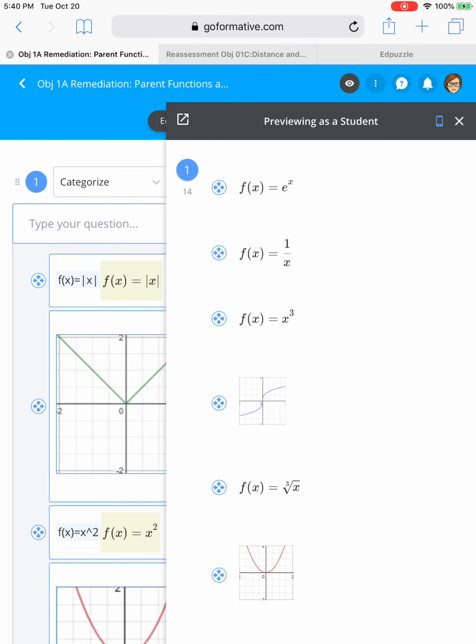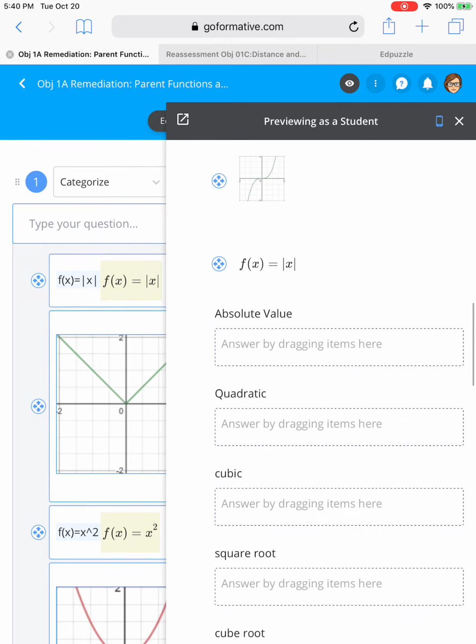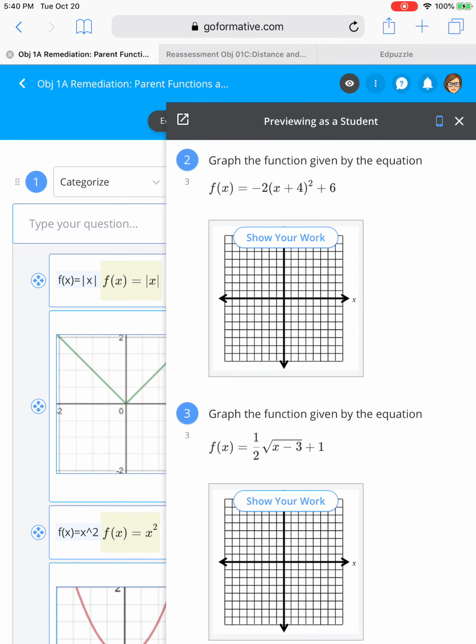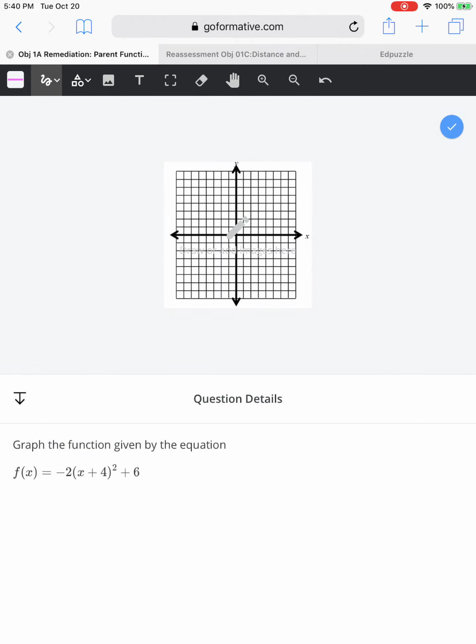Okay, so I'm just going to go through some of these remediation problems. I'm not going to do the matching at all. I'm just going to do the more complicated problems. The matching is the matching. You should be able to do that. Graph the function by the equation. So these are the ones that I'm a little bit more concerned about.